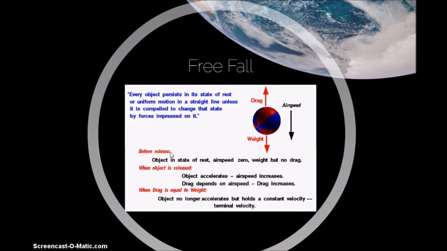So when the ball is being held, it is at rest, therefore the airspeed is 0, but when it is released, the object accelerates. Why? Because it is being acted upon by an unbalanced force, which is gravity. But when the drag is equal to weight, this is when the object no longer accelerates but holds a constant velocity, also known as terminal velocity.